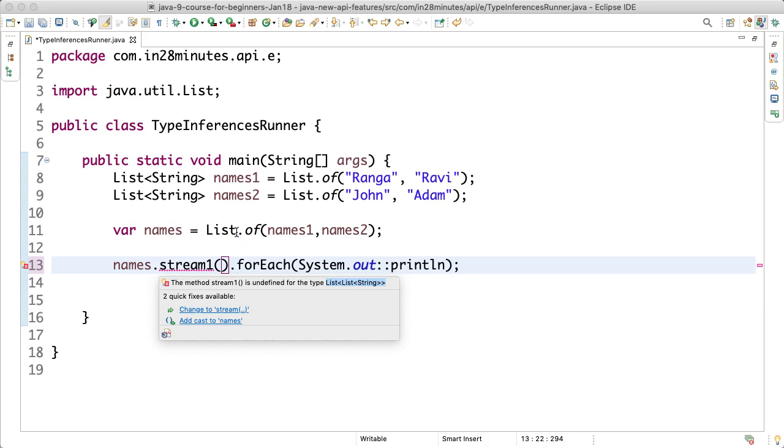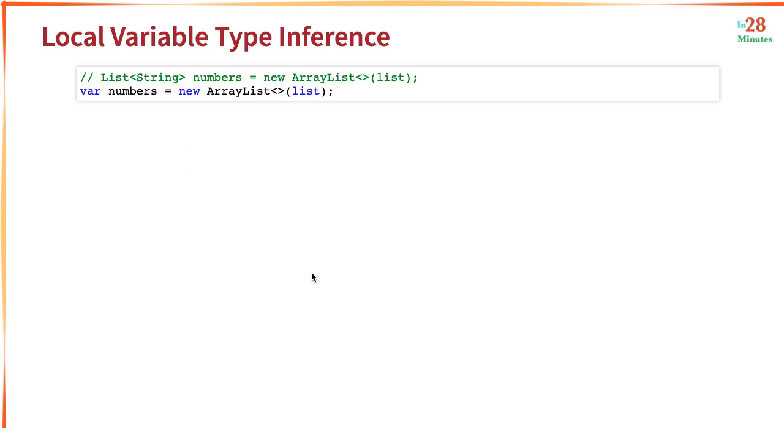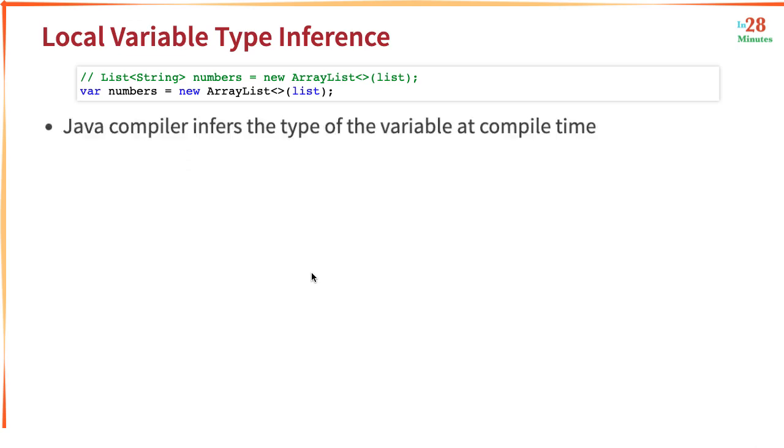Java looks at this List.of(names1, names2). What is it returning? That type is taken as the type of the var. So instead of you specifying it, Java identifies that from the return value of this particular statement. This is what is called type inference. Type inference is one of the new features where the Java compiler infers the type of the variable at compile time. Important thing, it's at compile time. So directly at the time of compilation, Java would infer the type of the variable.